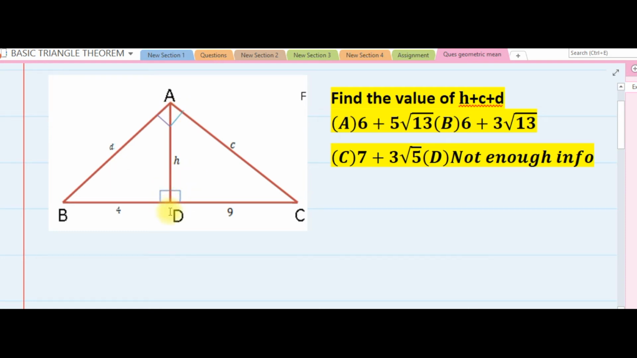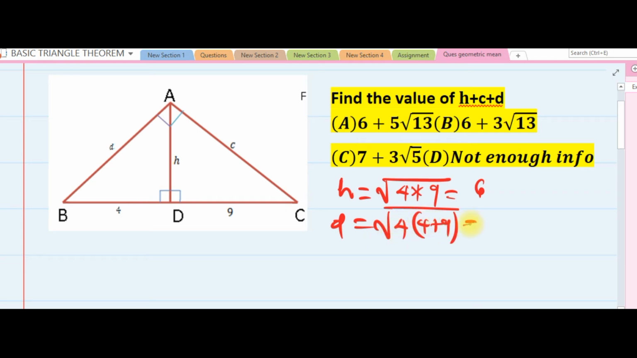Looking at this, we are asked to find the value of h plus c plus d given bd and dc. Without wasting time, we know from what we've solved before that h must be square root of 4 times 9, which is square root of 36, which is 6. And d must be square root of 4 times 4 plus 9, which is square root of 4 times 13, which is 2 root 13.